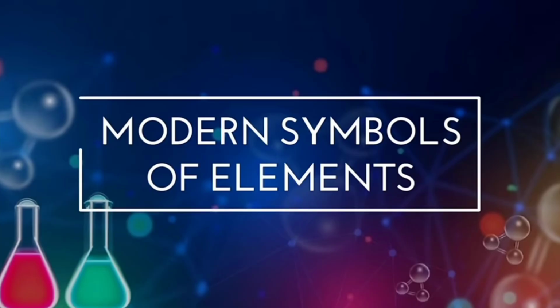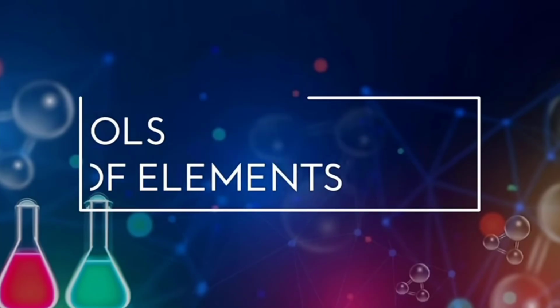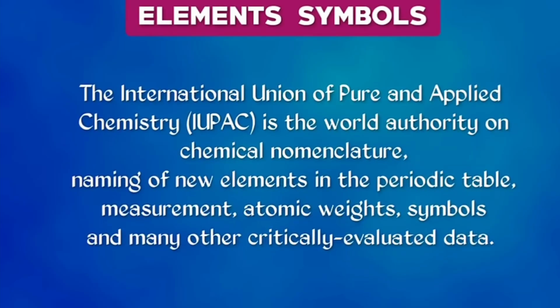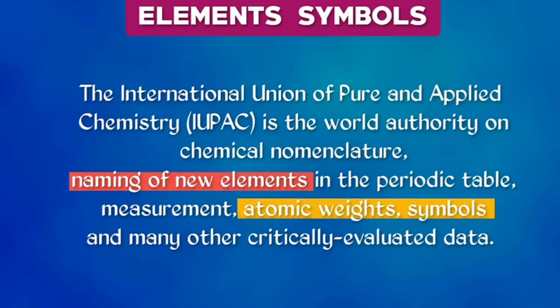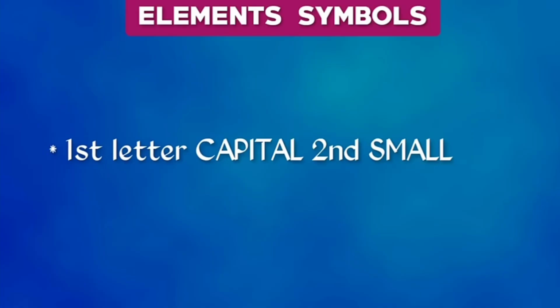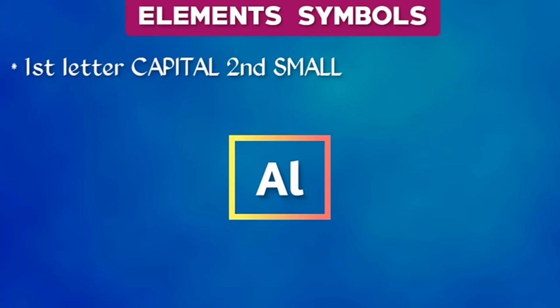Our next topic is modern-day symbols for different elements. As we learned in Chapter 2, elements are pure substances. In this topic, we'll learn how atoms get their names. For this, the IUPAC, an organization, approves the names of elements, their symbols, and their units. Accordingly, the first letter of an element is always capitalized, and the second letter is always lowercase. For example, aluminum is represented by the symbol Al, where A is the capital letter, representing the first letter, and the second letter is lowercase.